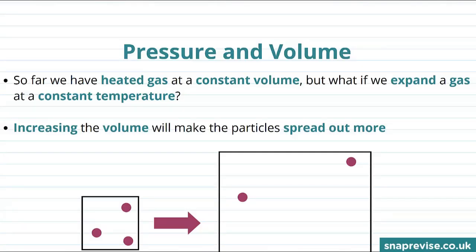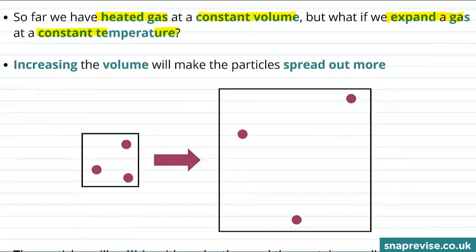So far, one of the situations we've imagined is that we've heated a gas that's in a box of a fixed volume. And in this case, heating the gas increased the speeds that the particles moved at and increased the pressure. Now let's look at a different situation where we're going to expand a gas at a constant temperature.